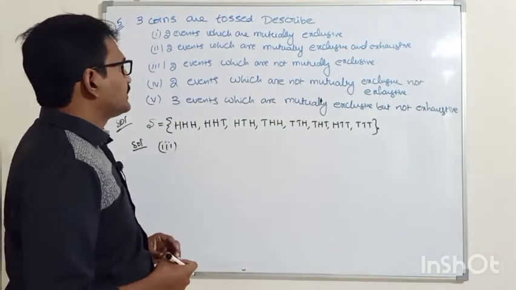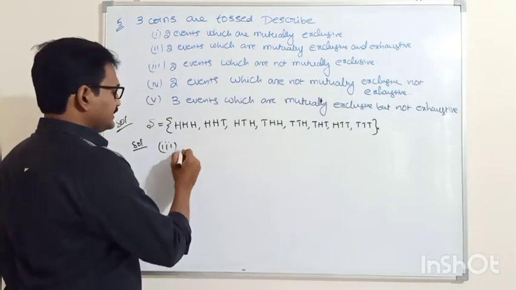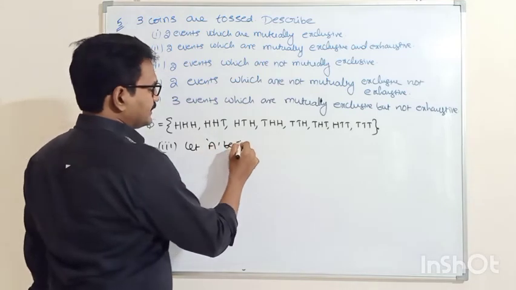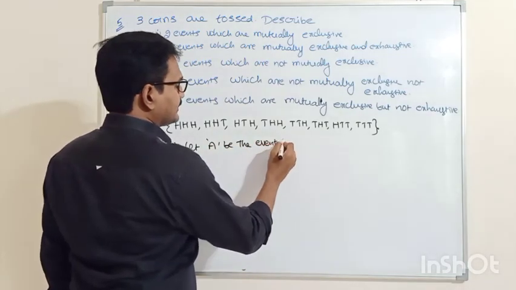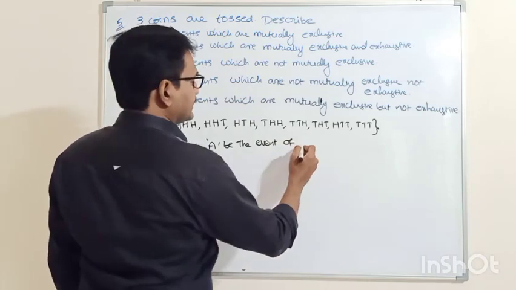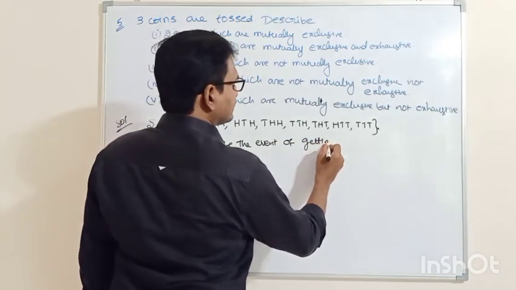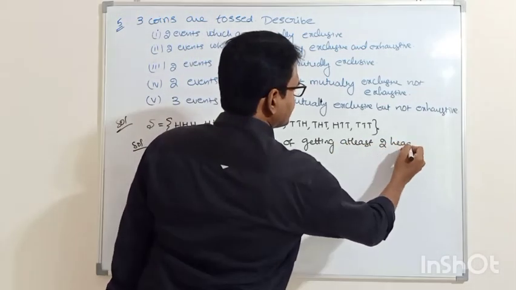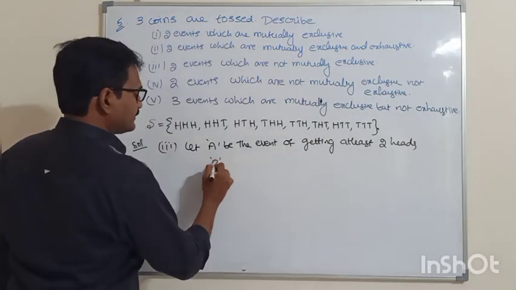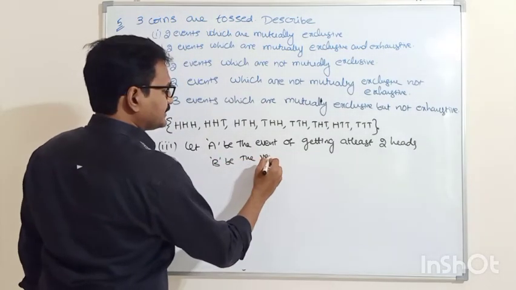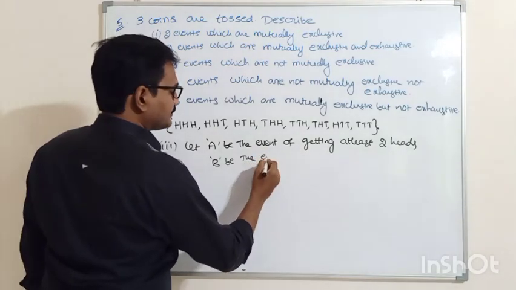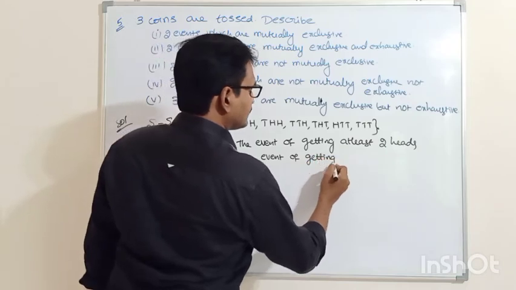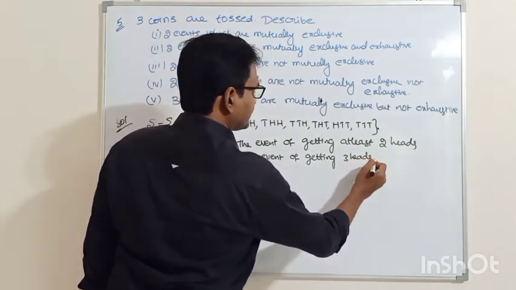Next, third problem, two events which are not mutually exclusive. Let A be the event of getting at least two heads, and B be the event of getting three heads.